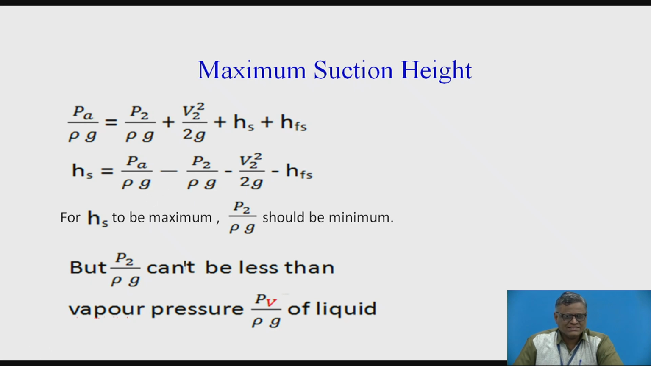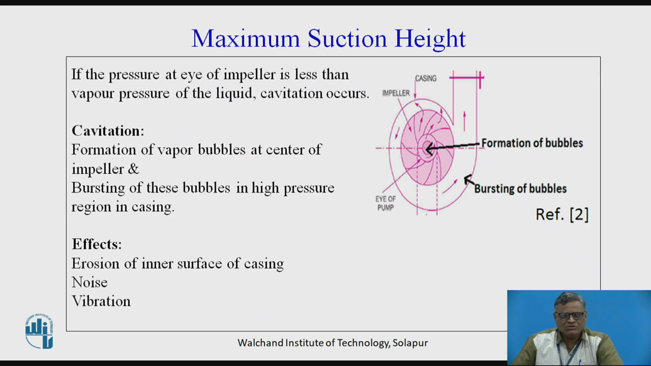But we are interested in the maximum suction height value, so HS max can be determined. HS can be maximum when we have a lower value of P2 by rho g. So P2 by rho g should be minimum so that HS will be maximum. But the lowest value of P2 by rho g has some limit. P2 by rho g can't be lesser than PV by rho g of the liquid, that is the vapor pressure head of the liquid. Let us see what happens if it goes below the vapor pressure head.